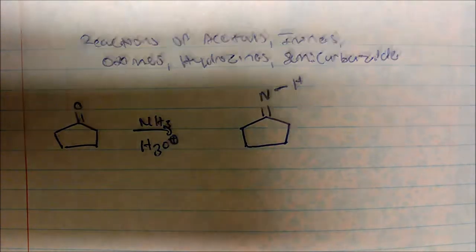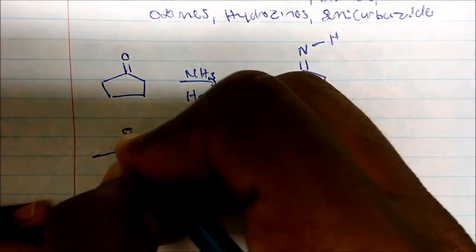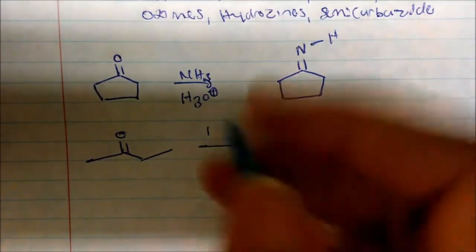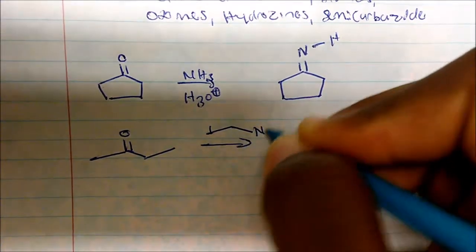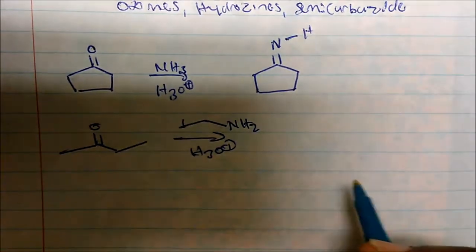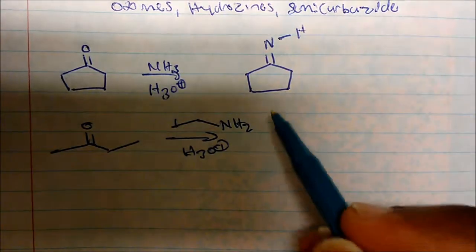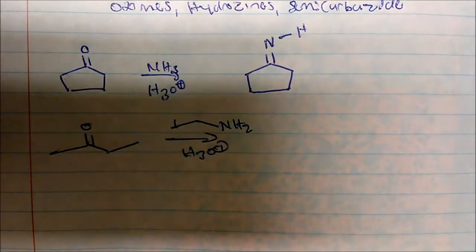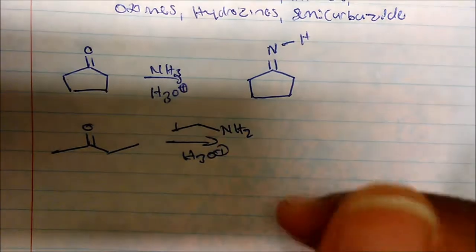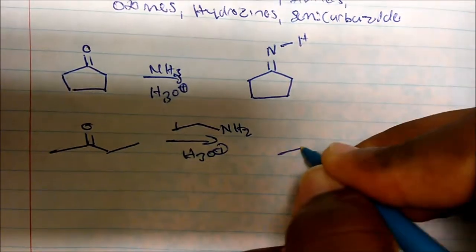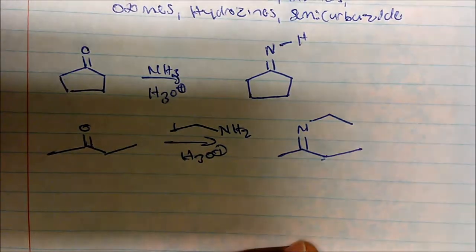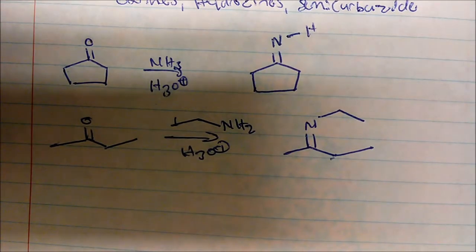Now what about this one? What if I take 2-butanone and add ethylamine and acid? What is my product? Again, anytime we can lose two hydrogens, we're going to do it. We just replace the oxygen with the nitrogen and lose two hydrogens. So the product will look something like this. This will be the product that I will get.